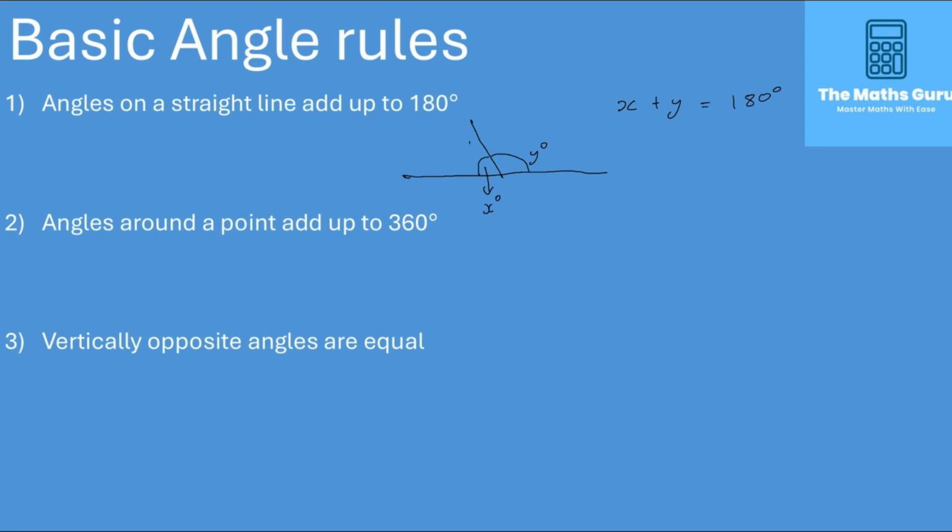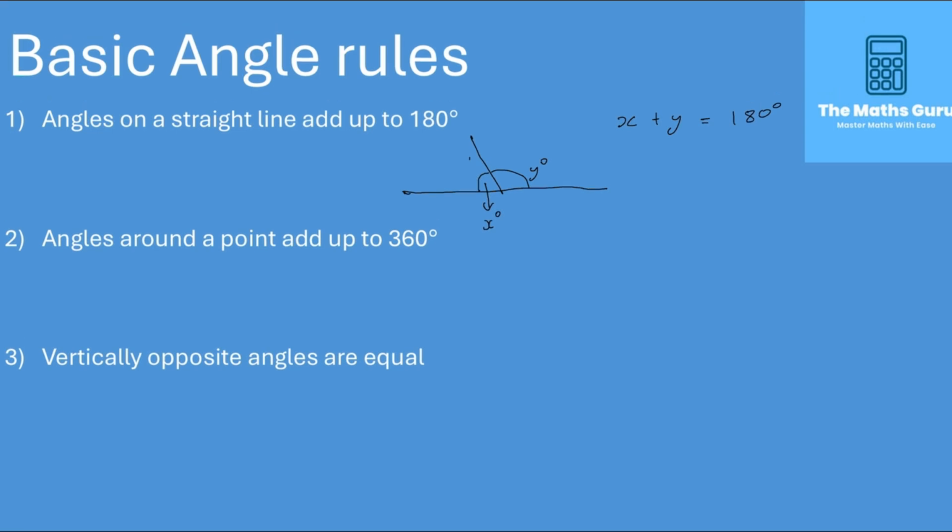Okay, second rule is that angles around a point are equal to 360 degrees. So this basically means any angle, if you had x here and y here, or even if you had a third angle, z here, all of the angles around a point, a single point here, will equal 360 degrees.